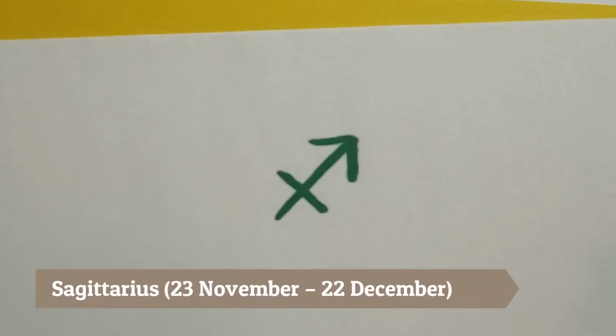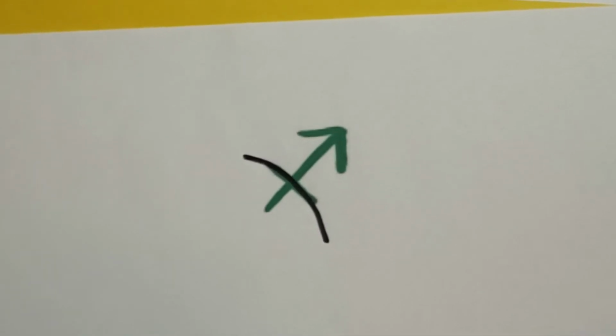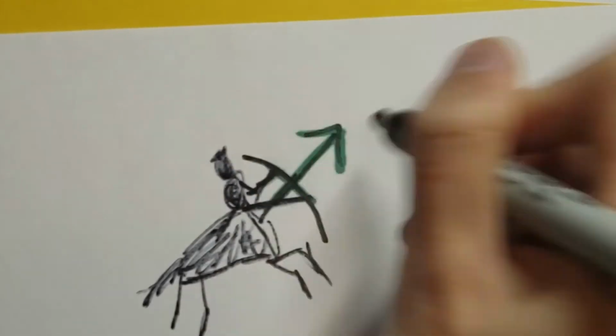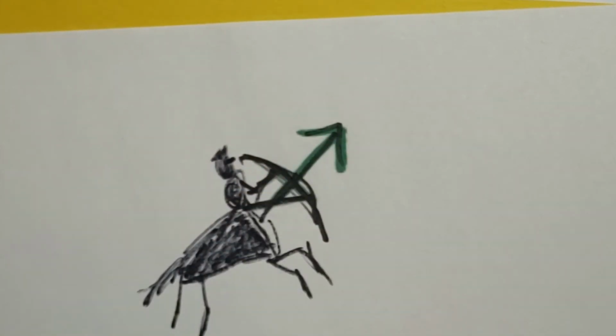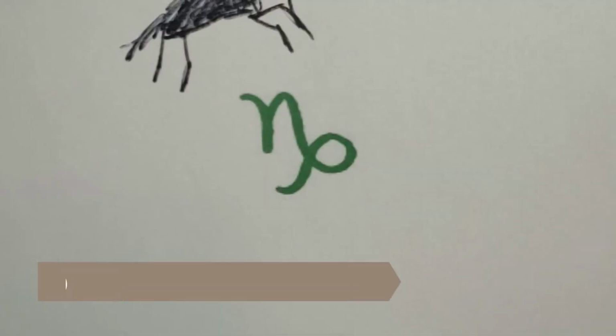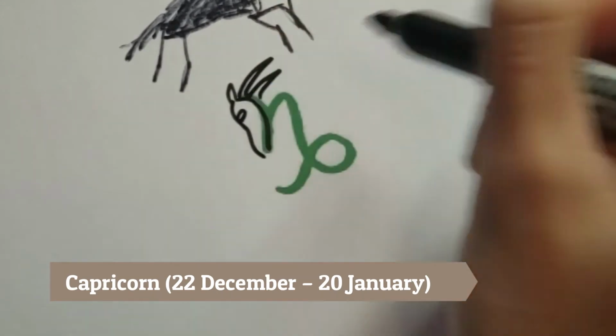Sagittarius is the archer, and its symbol, of course, is an arrow pointing upwards. Babylonians saw it as the god Nergal, the god of death again. He was a centaur-like creature firing an arrow from a bow. In Greek mythology, Sagittarius is usually identified as a centaur, which is half human, half horse.